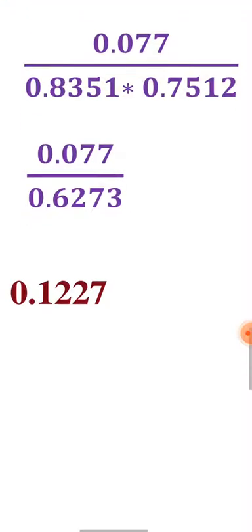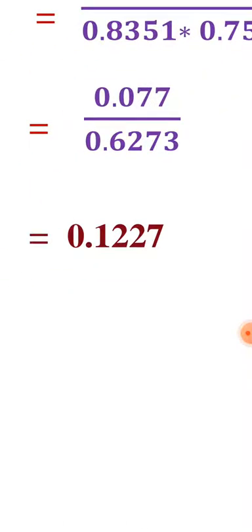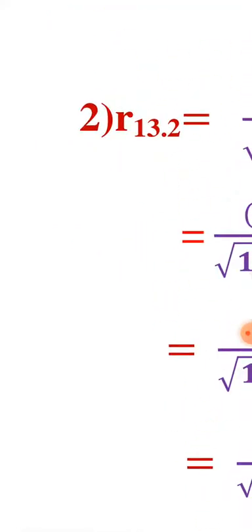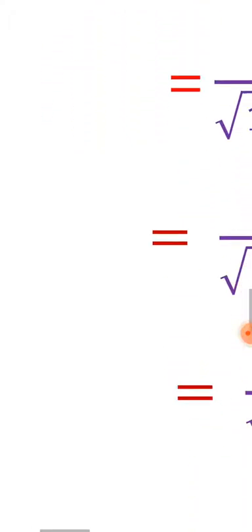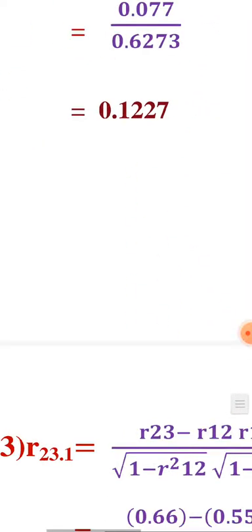The last step, division: 0.077 divided by 0.6273 is equal to 0.1227. This is the answer of the second part, R13.2, meaning the partial correlation coefficient between the first and third variable by keeping the second variable constant, R13.2.